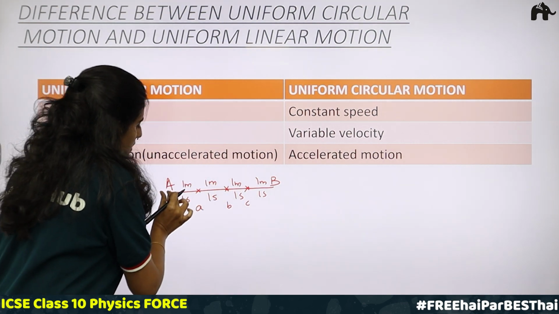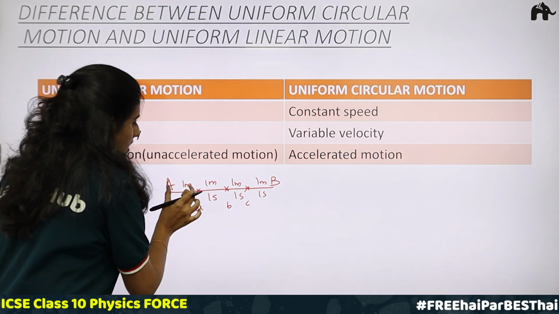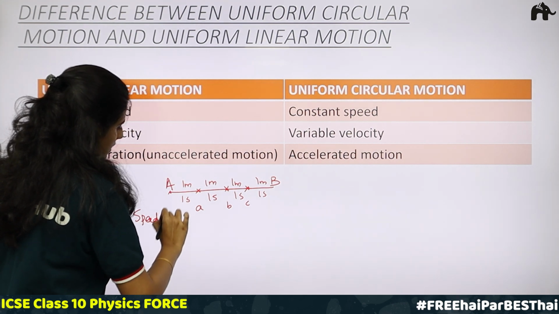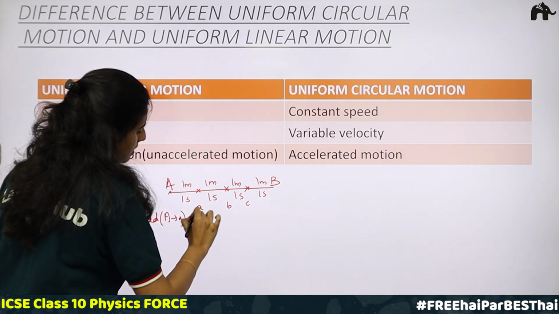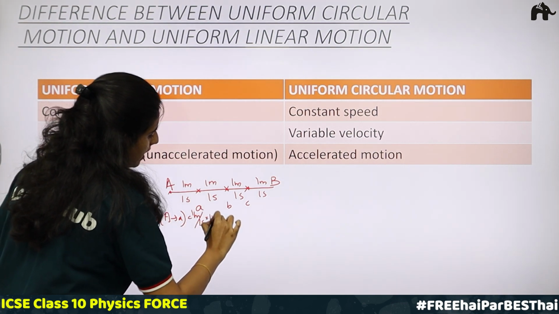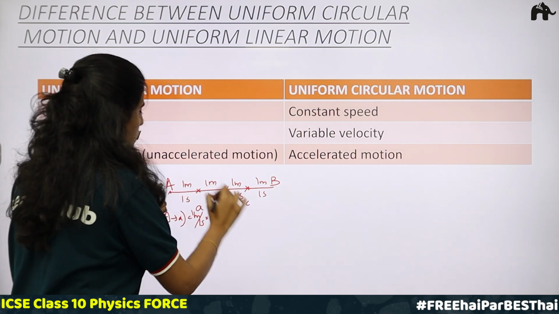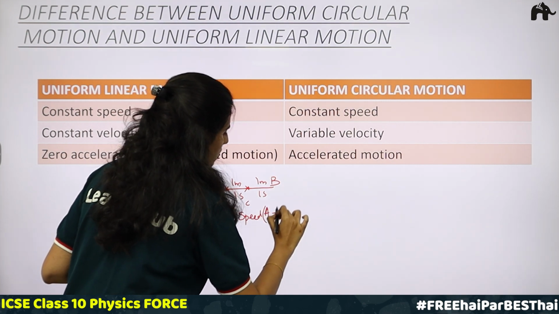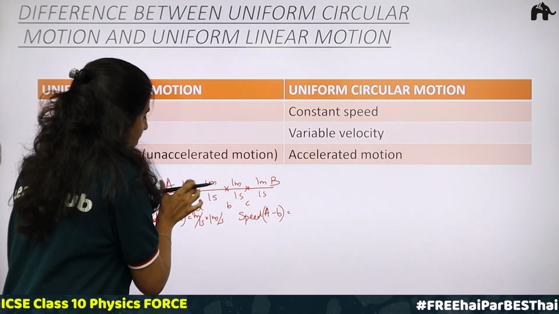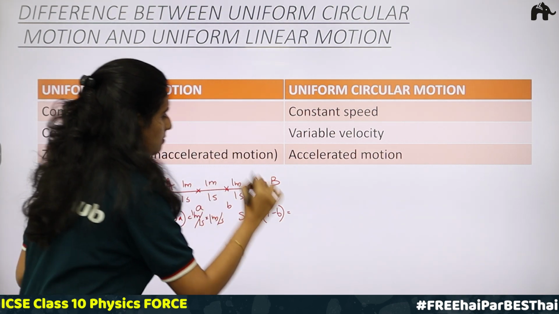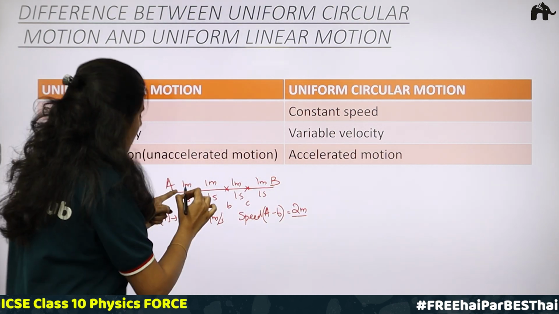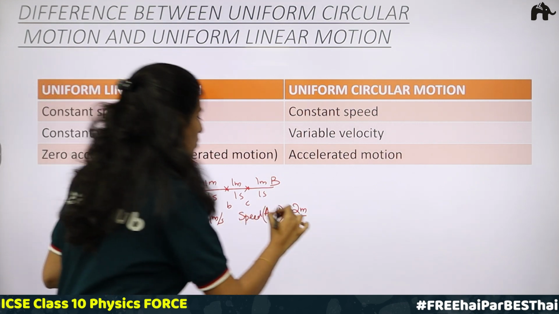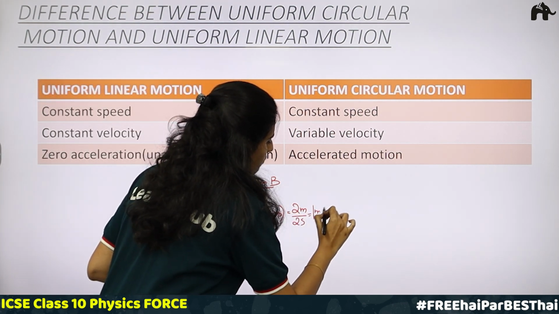For the person to travel from capital A to small a, he has travelled 1 meter distance in 1 second. Then what is the speed? Speed from A to a will be equal to 1 meter by 1 second, that is 1 meter per second. Now from A to B, what is the speed? Here the total distance travelled is 1 meter plus 1 meter, 2 meters, and the total time taken is 1 second plus 1 second, which is 2 seconds. So cancelling, we again get 1 meter per second.